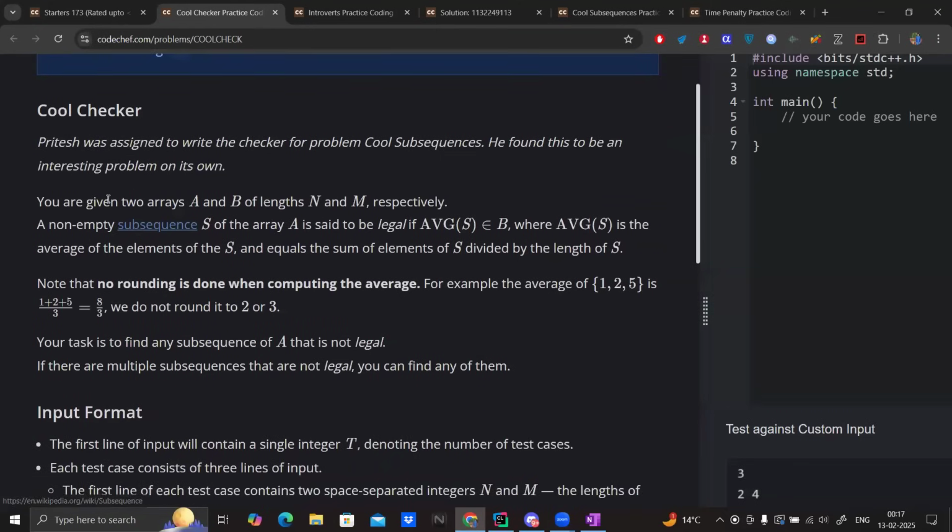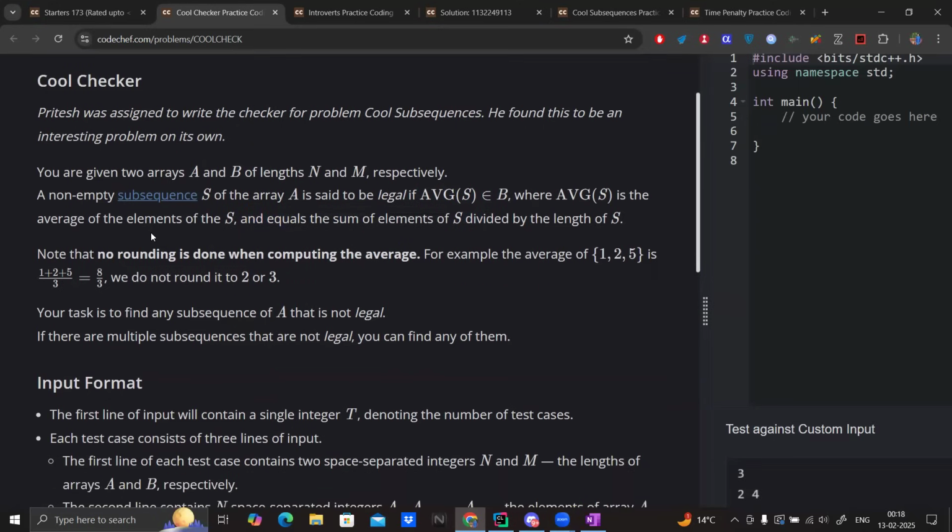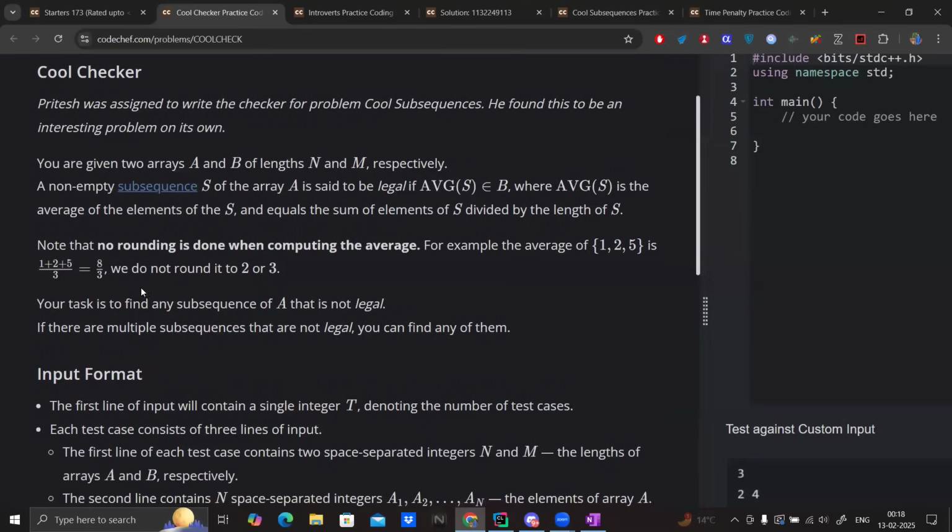Okay. So basically you are given two arrays A and B of lengths n and m respectively. A non-empty subsequence S of the array A is said to be legal if the average of S belongs to B. Where the average of S is the sum of the elements divided by the number of elements. And rounding is not done when computing the average. For example, the average of 1 to 5 is 8 by 3. Now your task is to find any subsequence of A that is not legal.